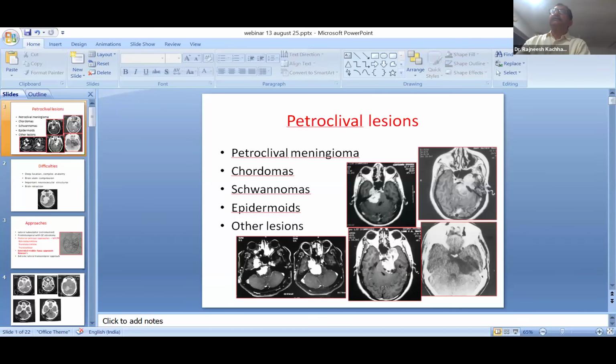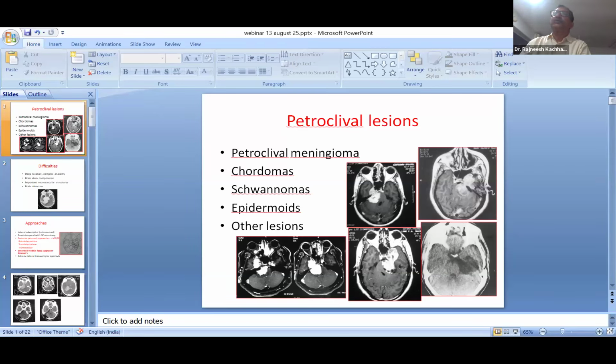So the difficulties in this location is because these lesions are very deeply located and there is a complex neurovascular anatomy. There is a severe brain stem compression because of these lesions and very important neurovascular structures. And because the lesions are very deeply located, a lot of brain retraction comes. So these are the difficulties to access these lesions. As far as approaches are concerned, there are a lot of approaches which you can access.